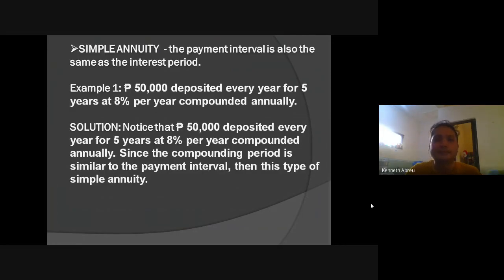Simple annuity: the payment interval is the same as the interest period. So here is an example. 50,000 pesos deposited every year for 5 years at 8% per year compounded annually. Notice that 50,000 pesos is deposited every year for 5 years at 8% per year compounded annually. Since the compounding period is similar to the payment interval, this is a type of simple annuity.